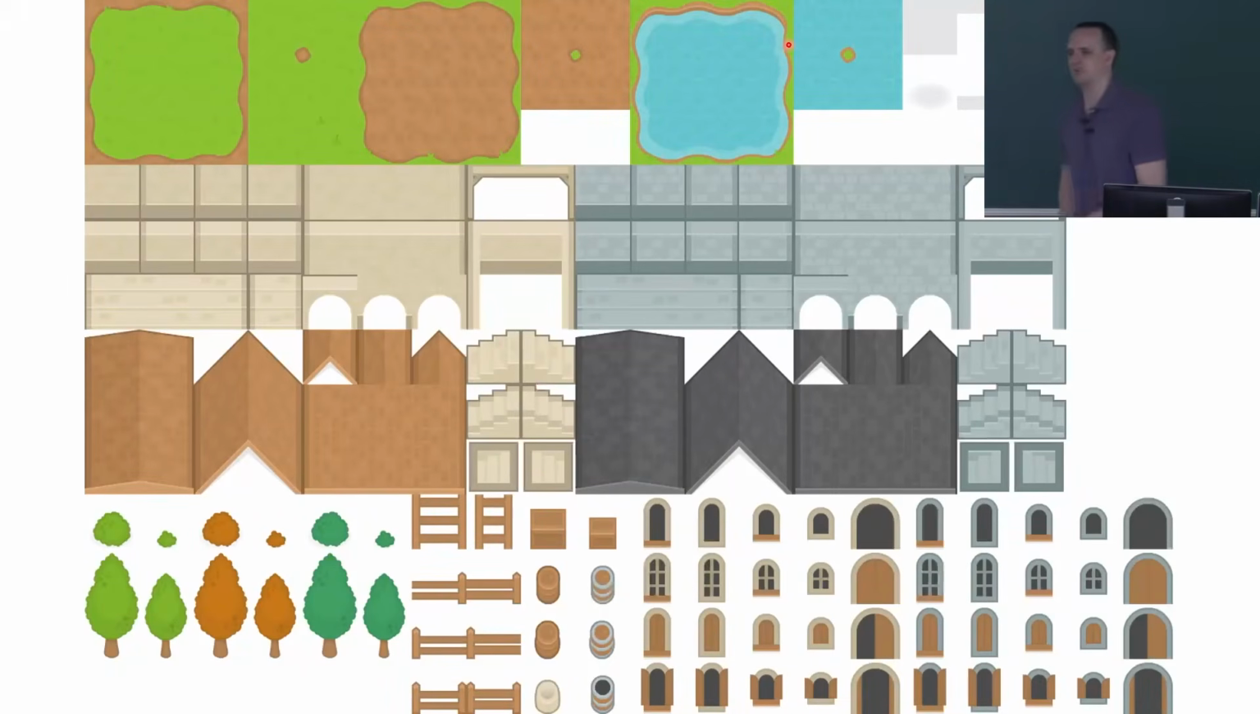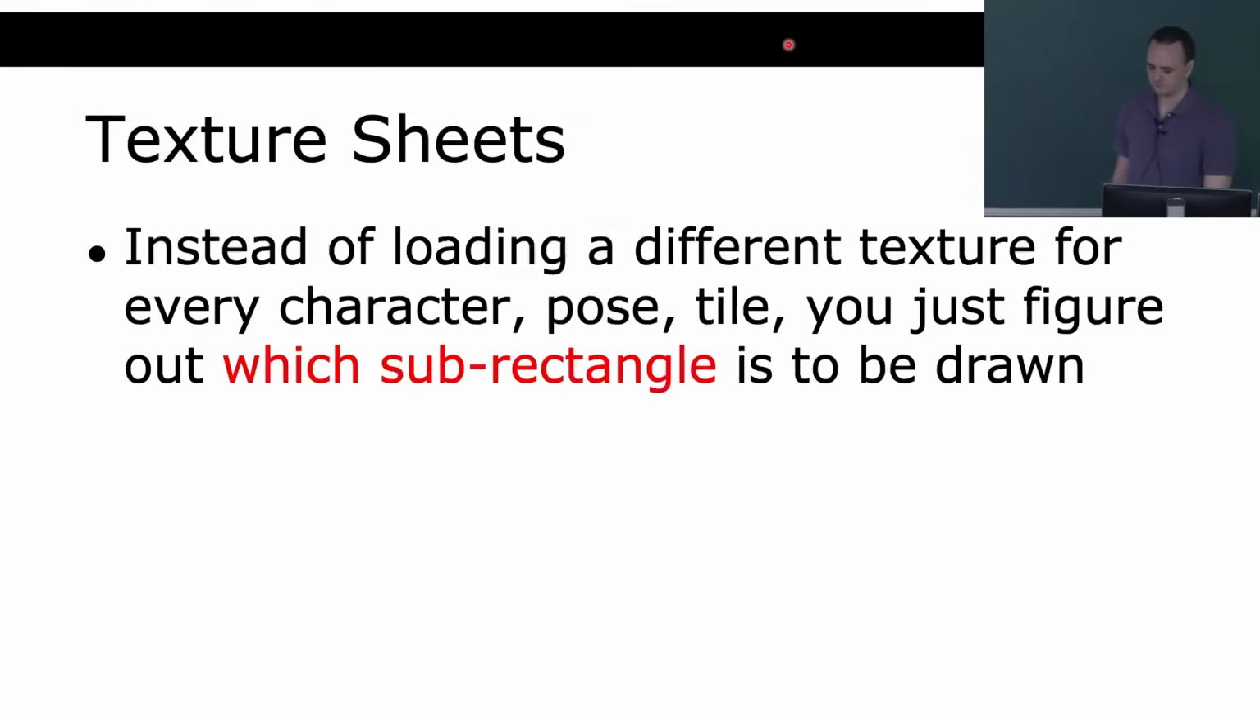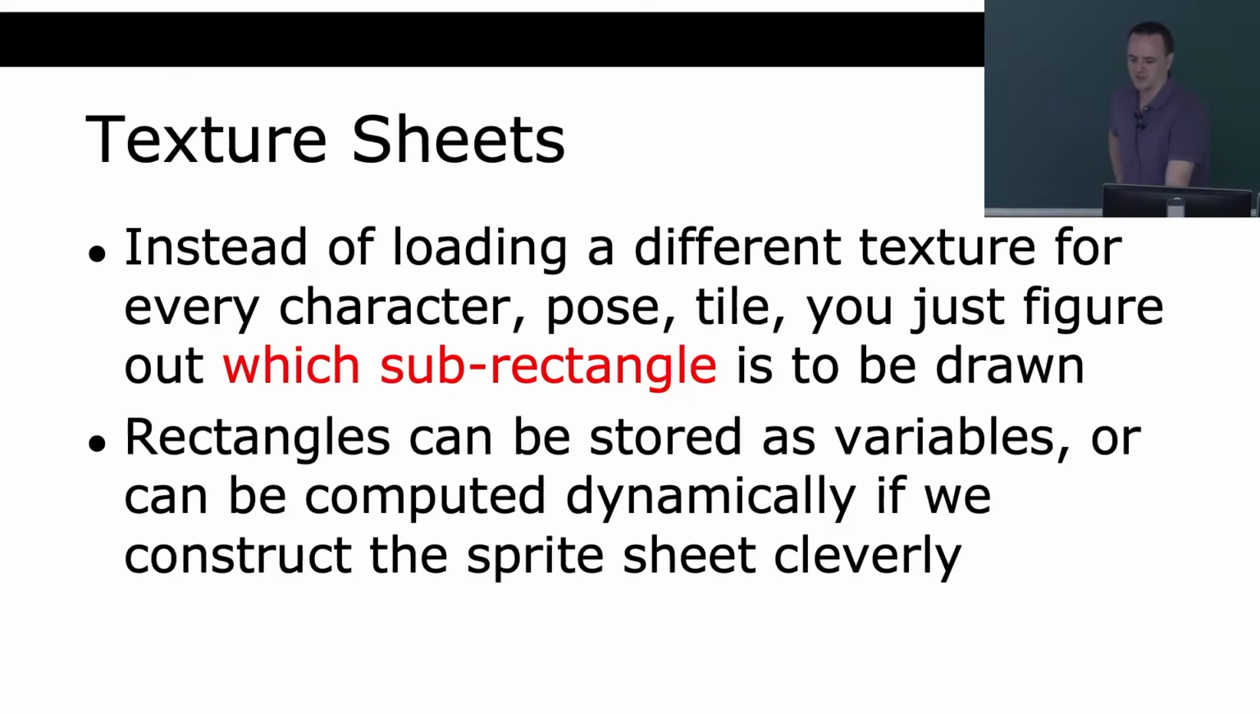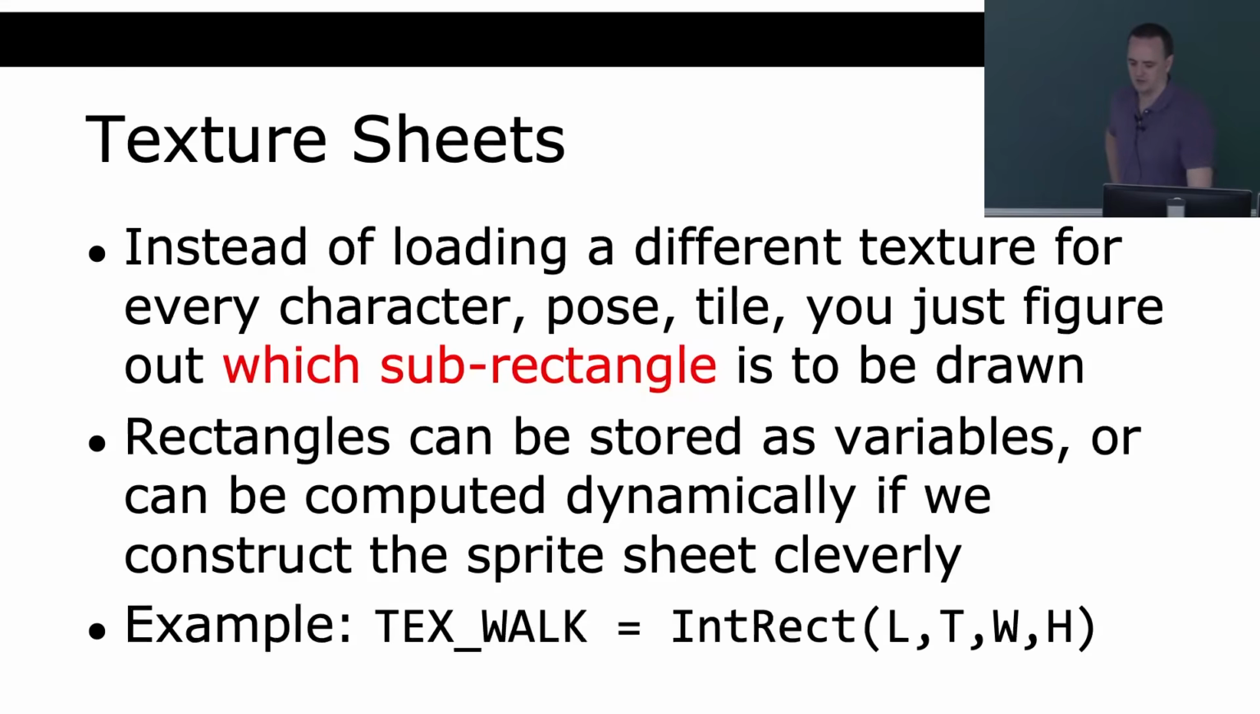There are lots of texture packs out there for different types of games. If I wanted to make some sort of Farmville or Stardew Valley, I'd download something like this and just play it like that. What this does is it makes it so that the GPU can load this one texture, and then I just specify the rectangle that gets drawn. So instead of loading a different texture for everything, you just figure out which sub-rectangle you want to draw. Rectangles can be stored as variables or computed dynamically if you want to. And here, for example, this is the left, top, width, and height. That's how we specify that rectangle.